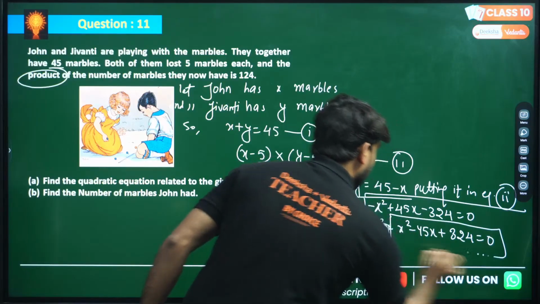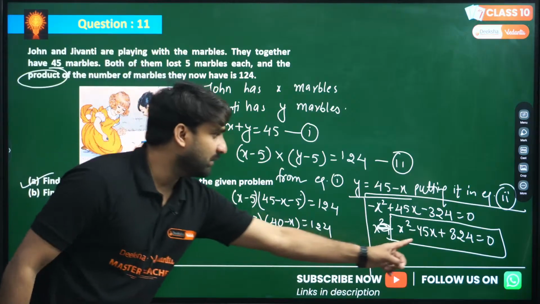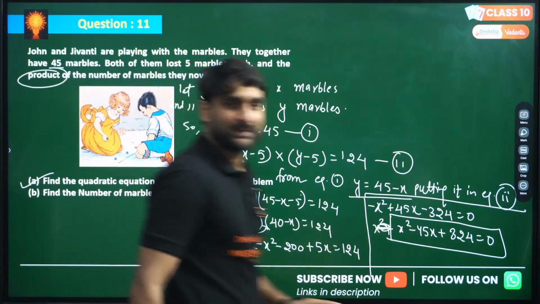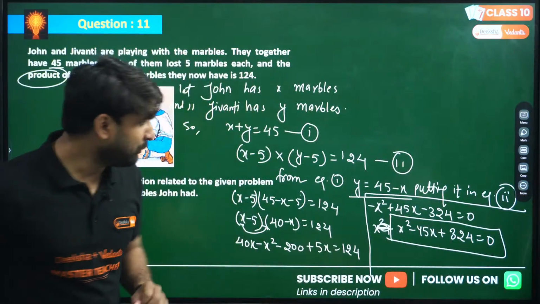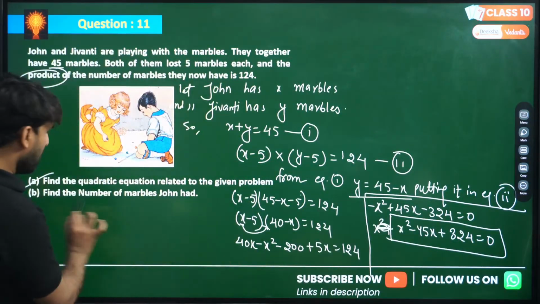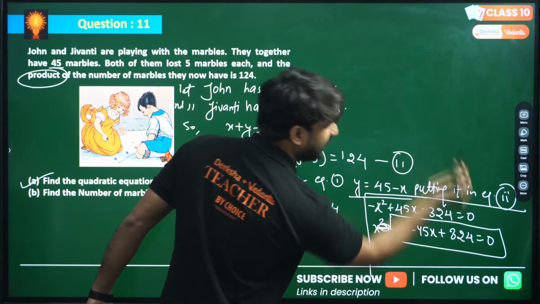This is the required quadratic equation, the first question. Find the quadratic equation related to the given problem. This is the quadratic equation. Is it clear? This is the quadratic equation. Now listen, you have to find out the number of marbles John had. So x square minus 45x plus 324 equals 0.